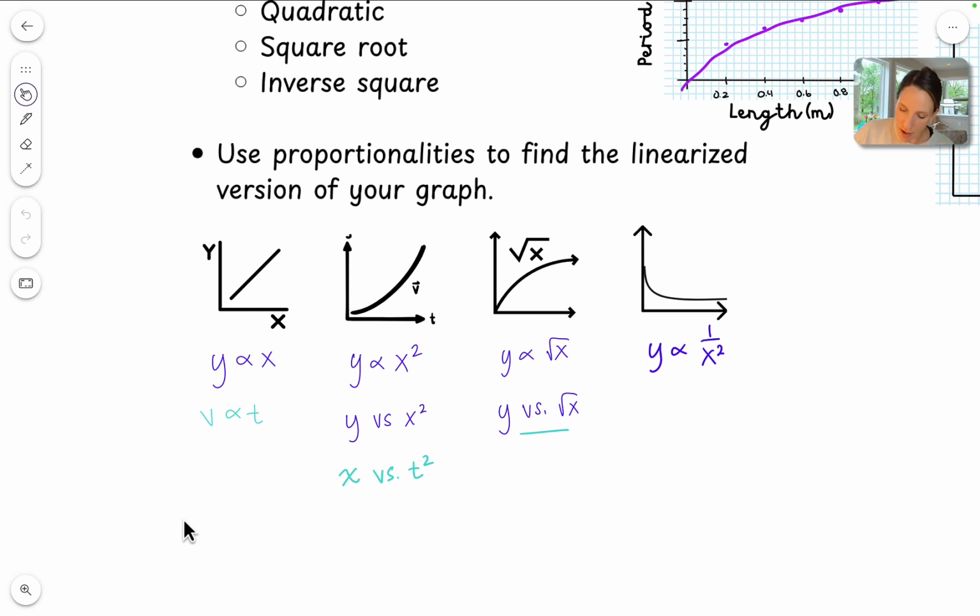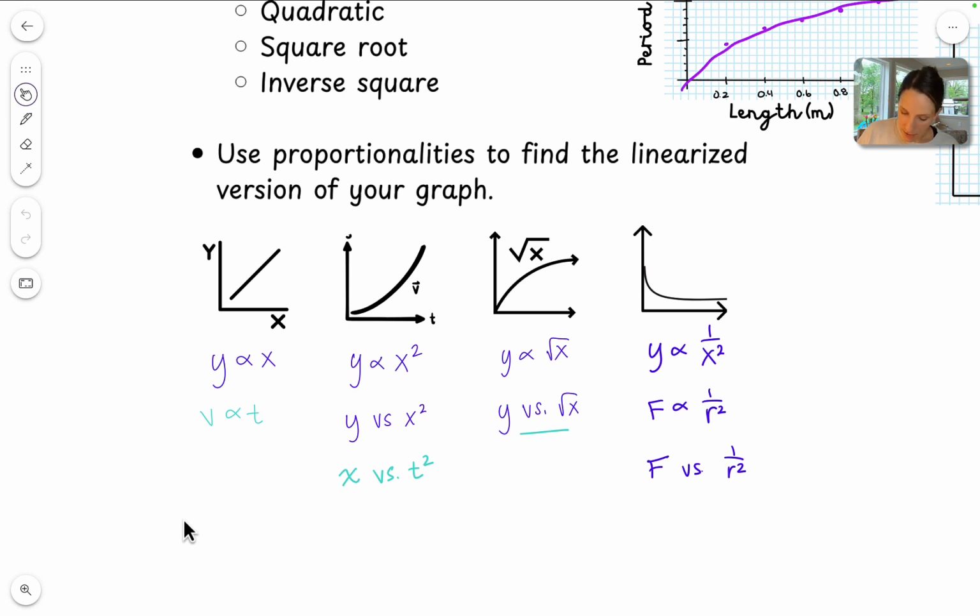So this one tells us that our y-axis value is proportional to... or I was going to say force. So if we were graphing force versus distance, this would tell us that force is proportional to 1 over distance squared. And if we were to graph force versus 1 over distance squared, that's where we would get that linear graph from. So use your proportionalities to linearize your graphs.